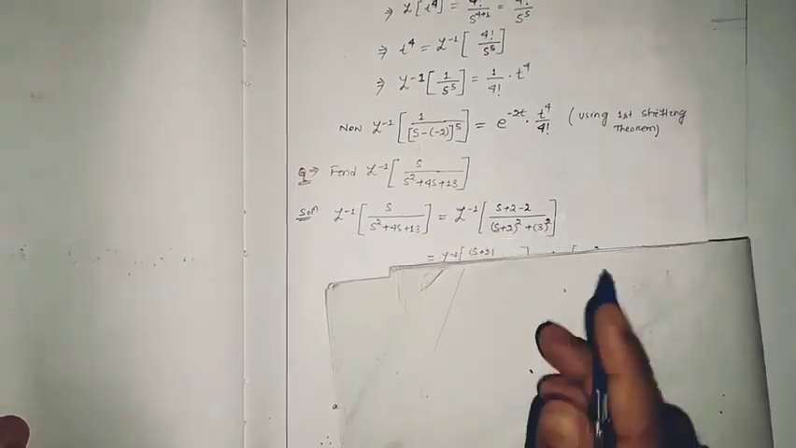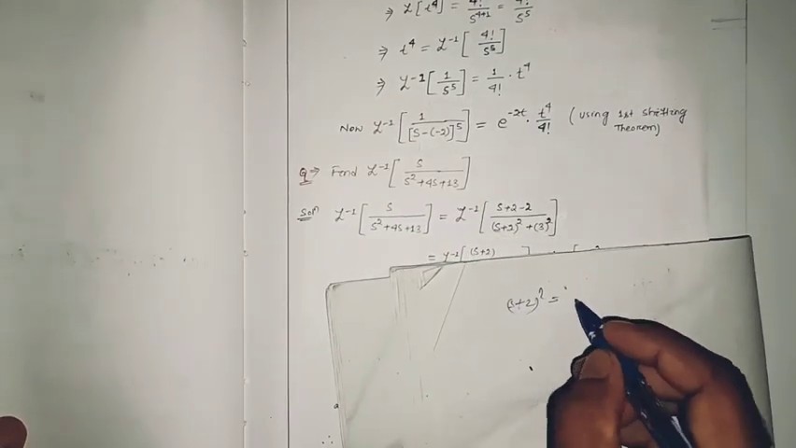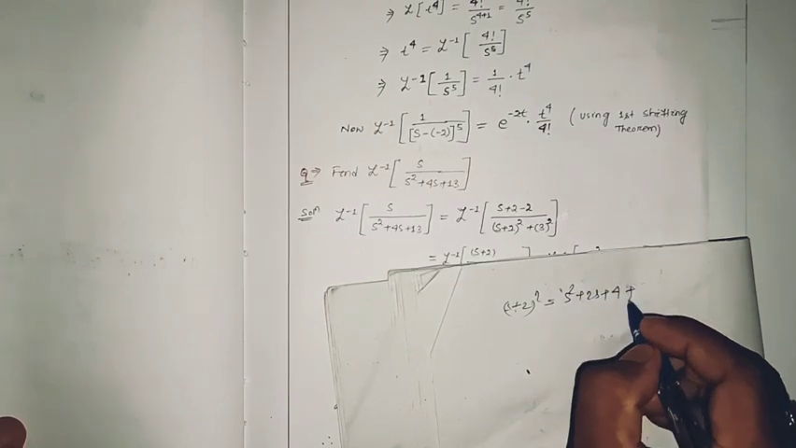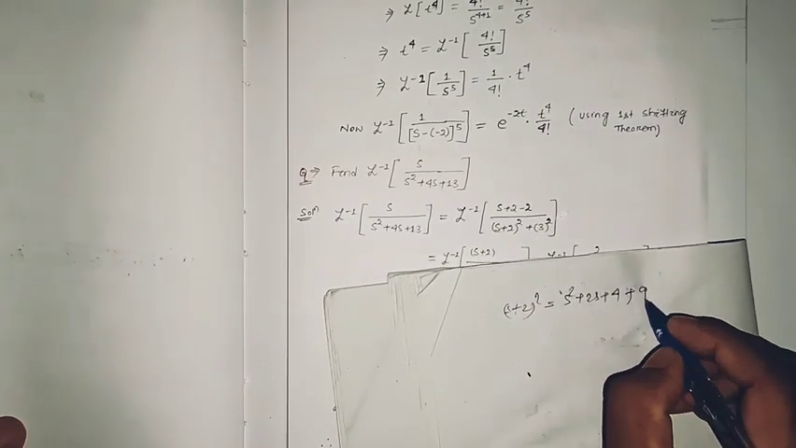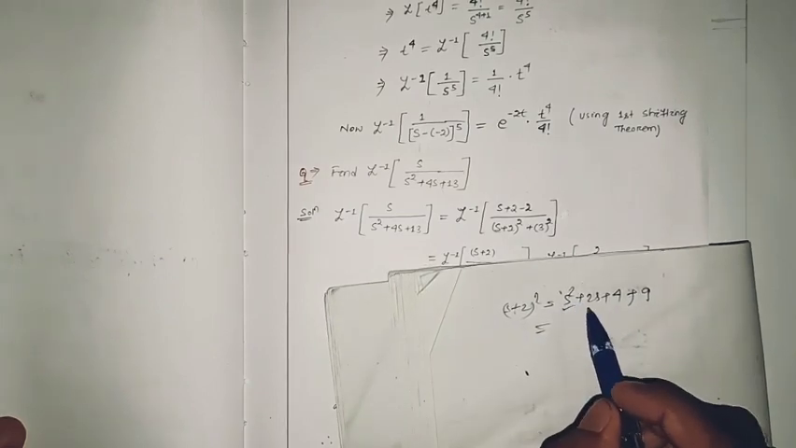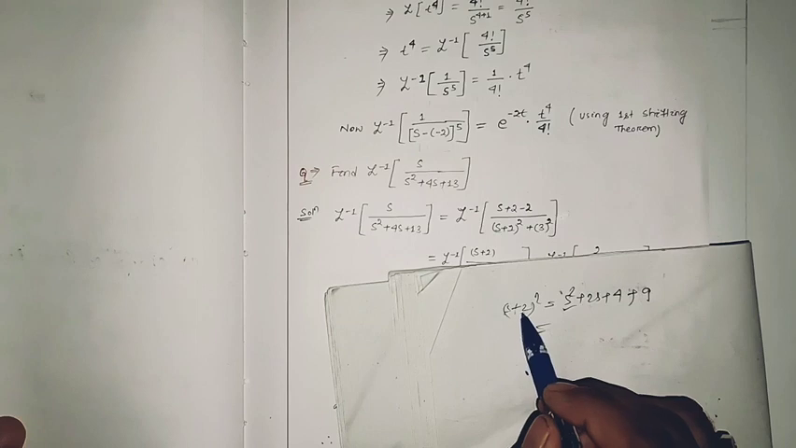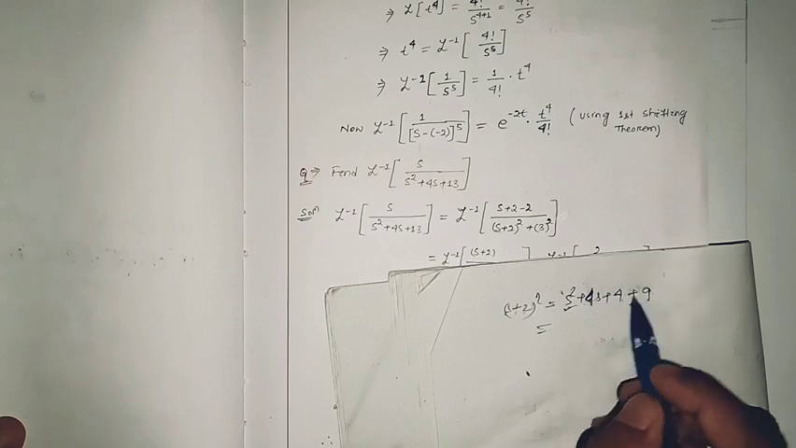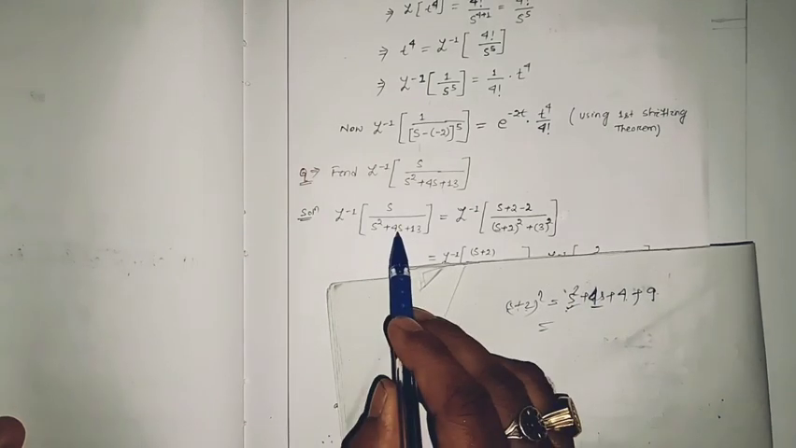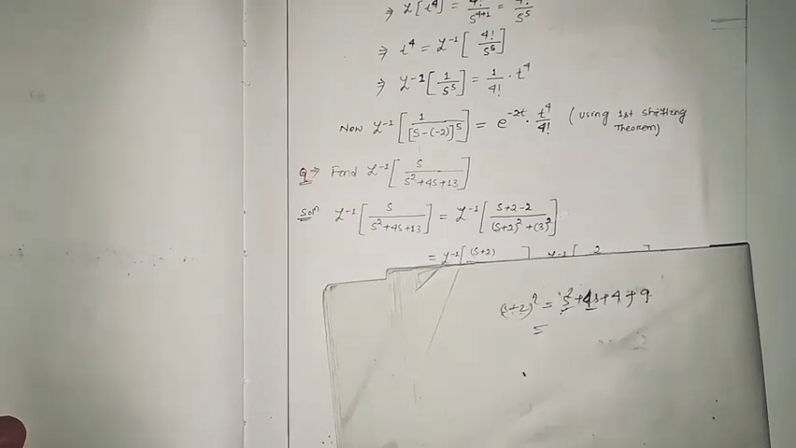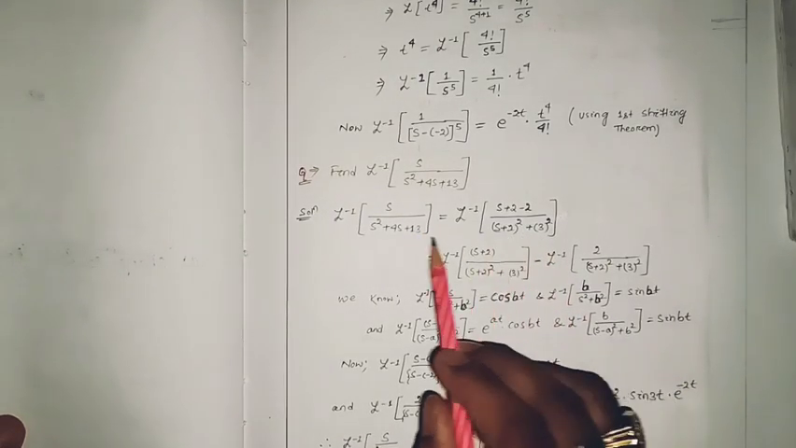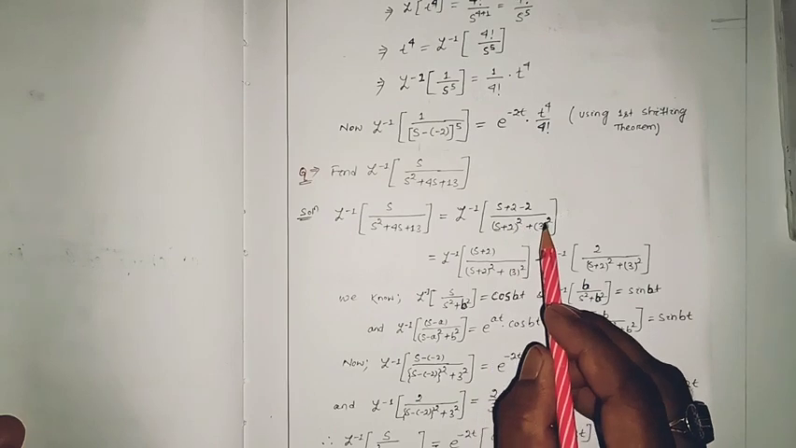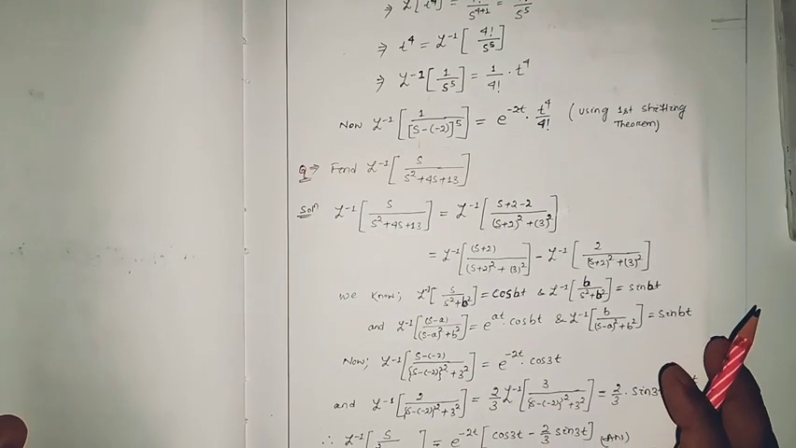See, (s plus 2) whole square is nothing but s square plus 4s plus 4, plus 3 square which is 9. That means (s plus 2) whole square is s square plus 4s plus 4, plus 9. So s square plus 4s, and 9 plus 4 is your 13. So the denominator can be written as (s plus 2) whole square plus 3 square, right?